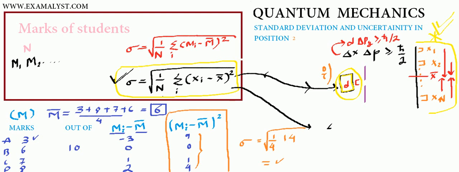They say that the uncertainty in position x is equal to the square root of 1 by n, where n is the number of detectors, summation over i, of xi minus x bar, the square of it. Agreed. So this is the uncertainty in position. Now we can write this in a better way. There is a good way of writing this.